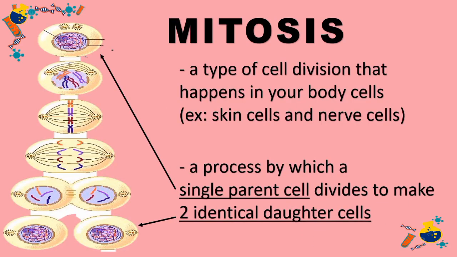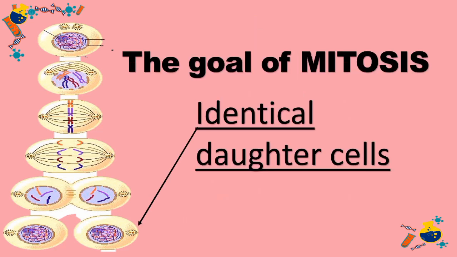Balikan natin ang definition ng mitosis. As you can see, we have here underlined words. We have single parent cell and two identical daughter cells. Ito ang highlight ng goal ng mitosis. The goal of mitosis is to produce identical daughter cells. For example, a skin cell will produce identical daughter cells. It would be weird if there would be stomach cells on your skin, right?